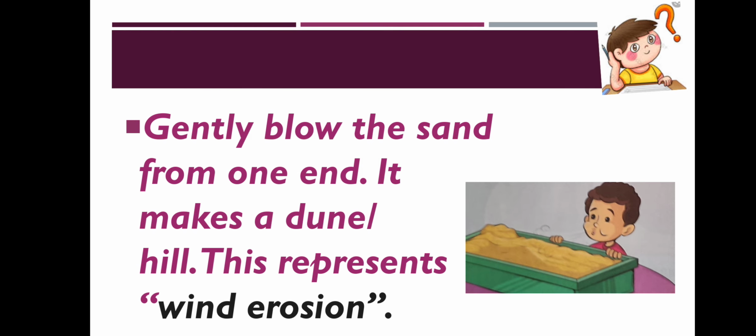Gently blow the sand from one end. It makes a dune or a hill. This represents wind erosion. We blow the sand from one end of the box and a dune or hill forms. This represents wind erosion.